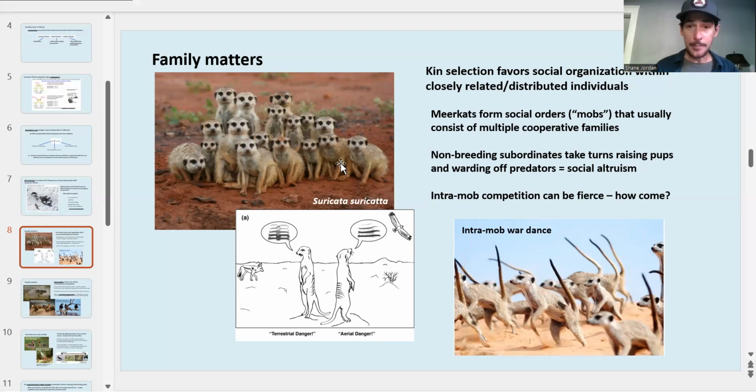So there's some level of both indirect fitness and kin selection probably operating in this situation. For example, non-breeding subordinates might take turns helping to raise offspring, or they might take turns performing certain roles like warding off predators. In fact, we can look at how these meerkats have different vocalizations that mean different things. For example, they might indicate that there's terrestrial danger and there's a certain call associated with that. They might indicate that there's aerial danger from predators, and they use a different call to signal that.